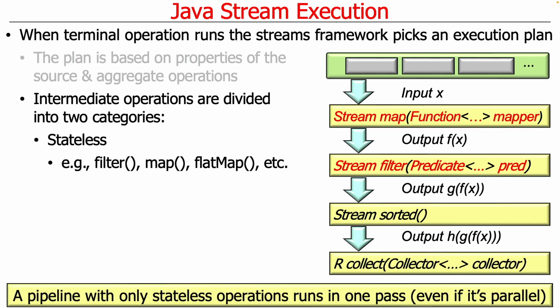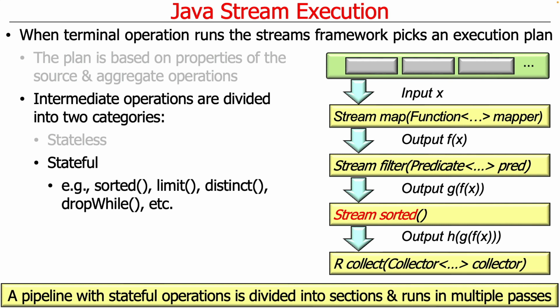The first category is operations that are stateless. So these would be things like filter, map, flat map, and some other ones like map multi that we've talked about, and so on and so forth. If you have a pipeline that only has stateless operations, then we can run the stream in a single pass. Just call each of the operations in sequence, even if it's in parallel, in which case many of them will run in parallel. So everything can run in a single pass, which is faster.